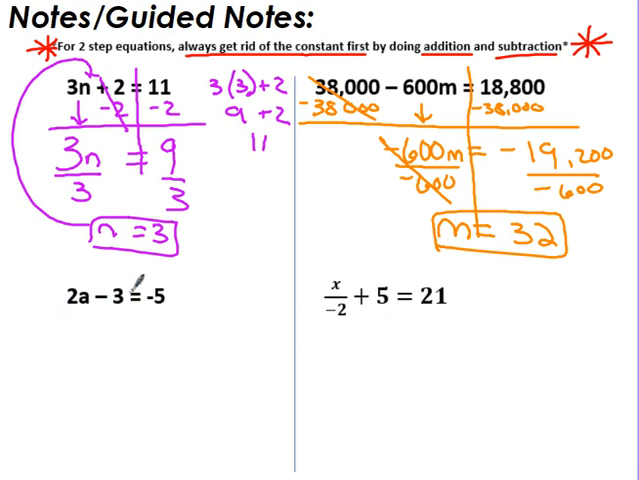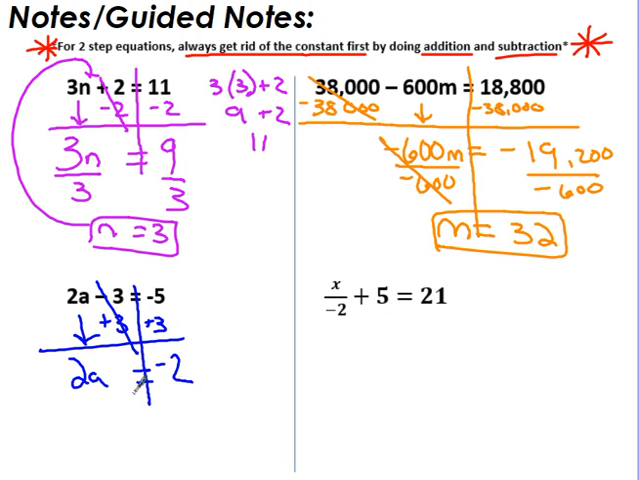Okay, so here's my equal sign. I'm going to draw a line there. 2a minus 3 equals negative 5. Got to get the a by itself. So that means I got to get rid of the minus 3 first by doing the opposite, which is plus 3. And I'm going to do that on both sides. Bring down my 2a. Negative 3 plus 3 is 0. They cancel. That equals negative 5 plus 3 is negative 2.